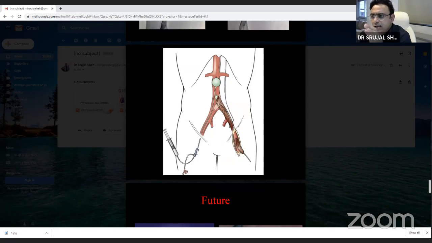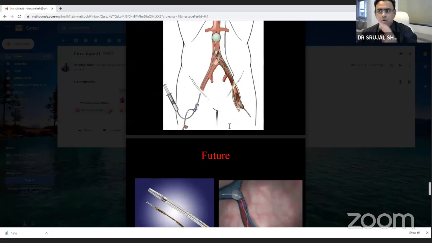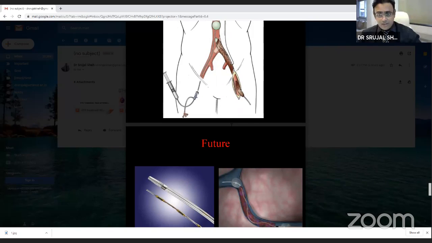So most of the time you don't put a long-term filter, because once you put the filter, there is a chance of recurrent DVT or DVT on the opposite side also. So don't go into a lot of filter insertion.